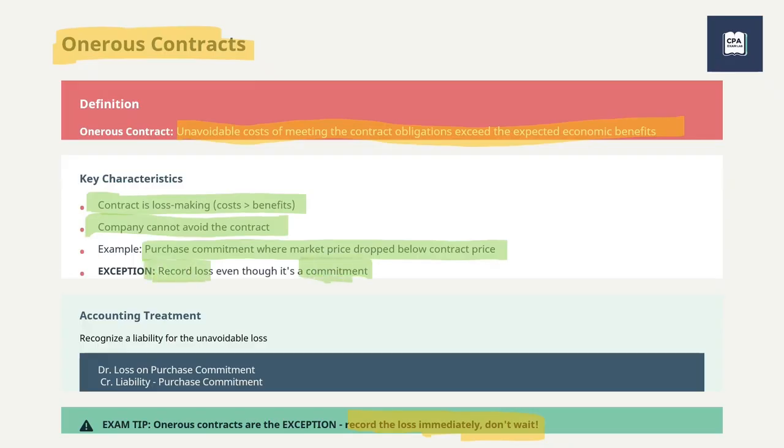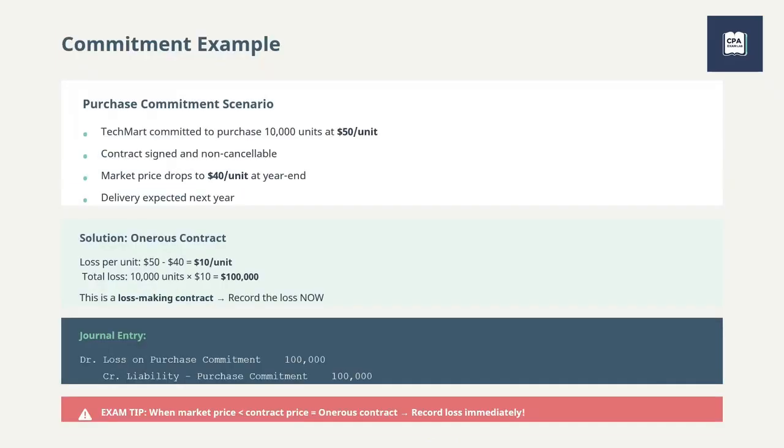So what do we do here? Even if it's a commitment, we record the loss here. And how do we record it? We basically debit loss on purchase commitment, and we credit liability for purchase commitment. Each time we meet the obligation of this contract, we debit the liability to offset the balance.